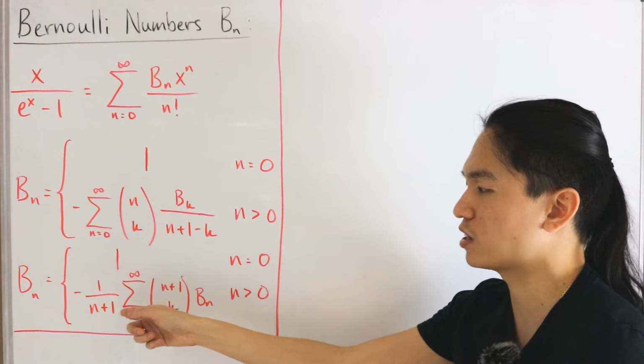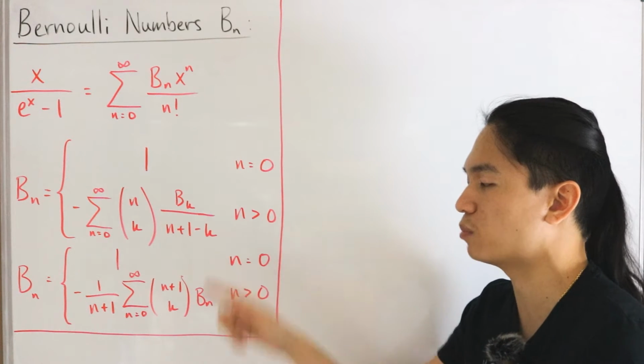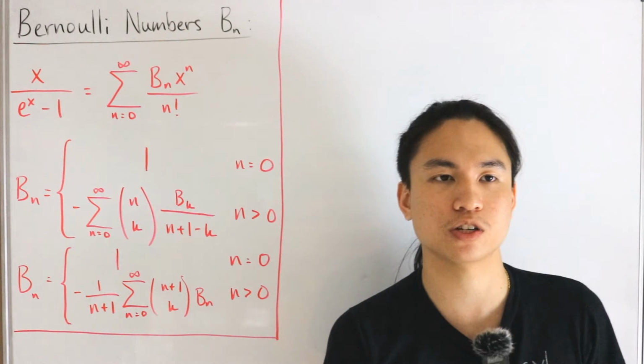Similarly, in this situation, you can write the same thing as negative 1 divided by n plus 1 times the sum of n plus 1 choose k times b sub k for n greater than 0.